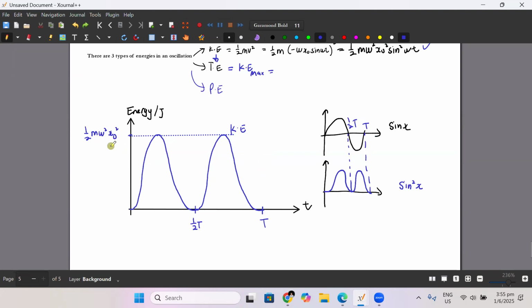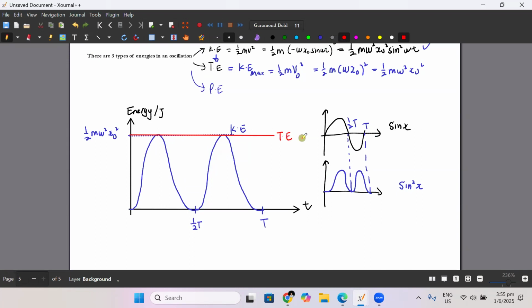Okay, but let's say you didn't know this, and you didn't think of it this way. Is there any other way we can solve it? Then the answer is yes. It's just half m v naught square. V naught is the max velocity, which is none other than omega x naught. So you end up with the same thing, half m omega square x naught square. Okay, and then I'll draw a straight line like that. Let me draw in red. Okay, this is total energy.